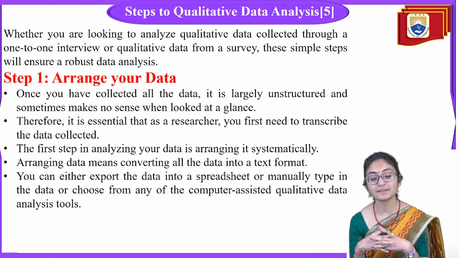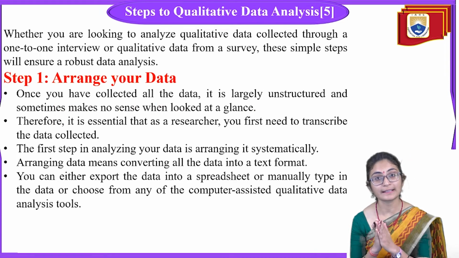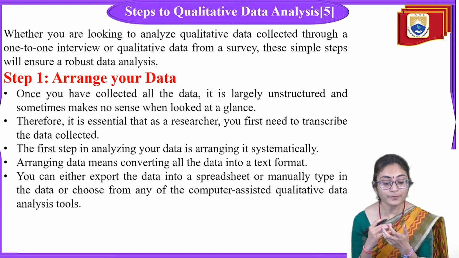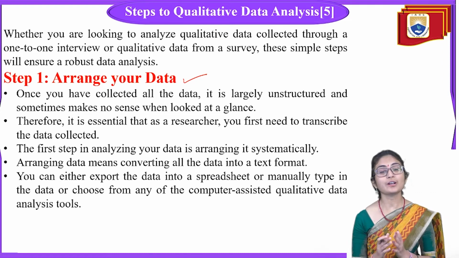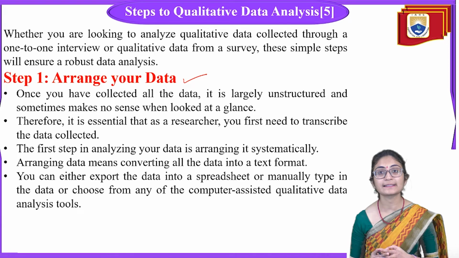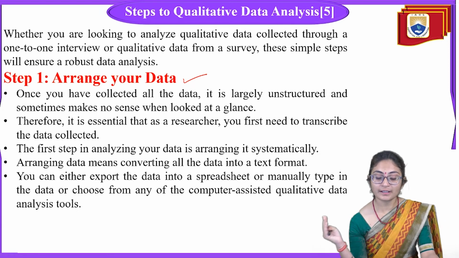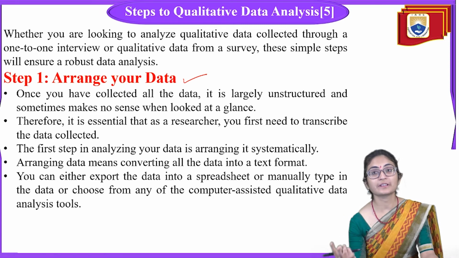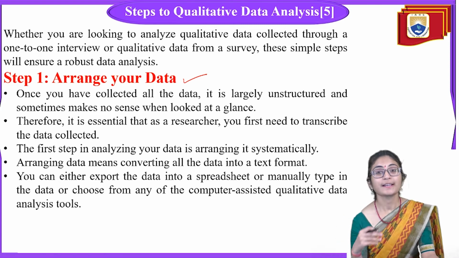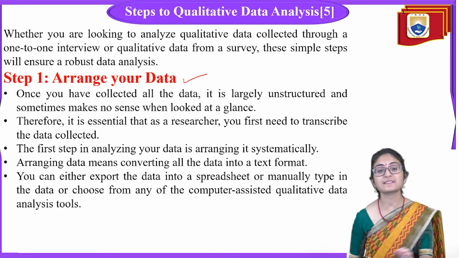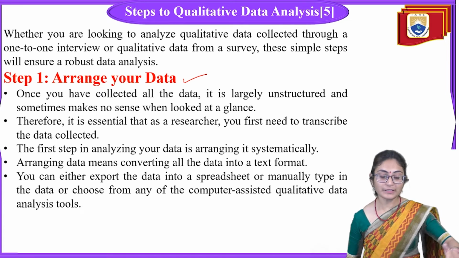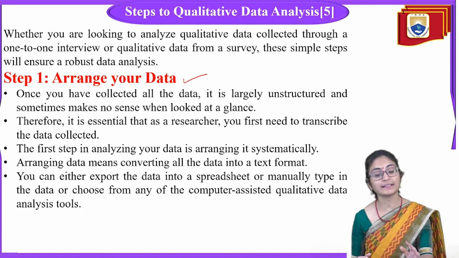Now there are some methods of qualitative data analysis. The first step is to arrange your data. Generally, when we are talking about the steps of qualitative data analysis, we collect the data by using some surveys, some interviews, even by observation. Whatever you are doing, first you have to arrange your data. But before arranging your data, you have to collect the data. After collecting, you have to arrange your data.